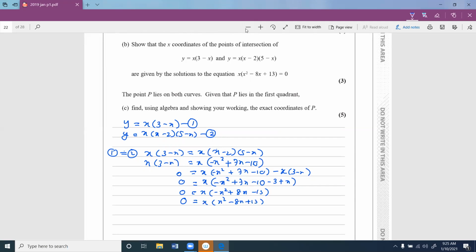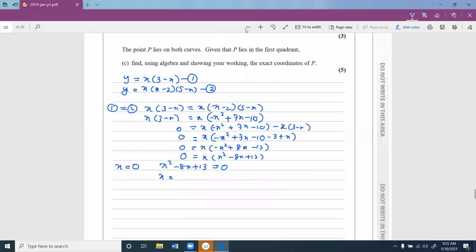the point P, which lies on both curves, given that P has a coordinate in the first quadrant. Find, using algebra, showing your working, the exact coordinates of P. Right, okay. Then you can say the solutions are x equals to 0, or x squared minus 8x plus 13 is equal to 0. So you get the answer x is equal to minus b plus or minus the square root of b squared minus 4ac divided by 2a, which is minus minus 8 plus or minus the square root of 8 squared minus 4 times 1 times 13, divided by 2 times 1. So with that you can get these answers for x.